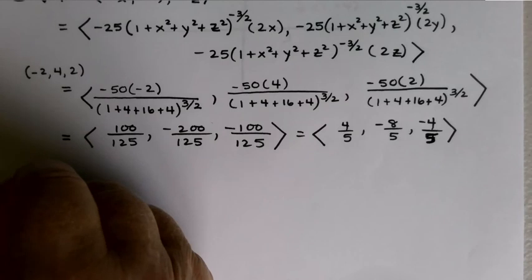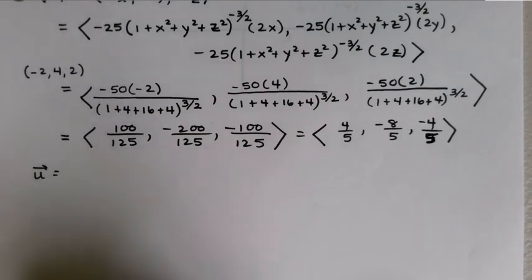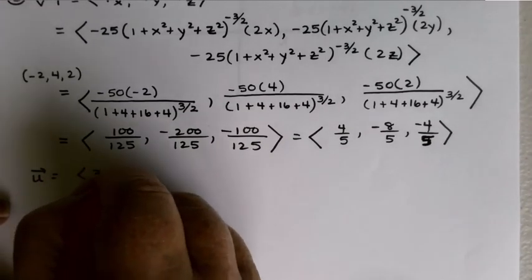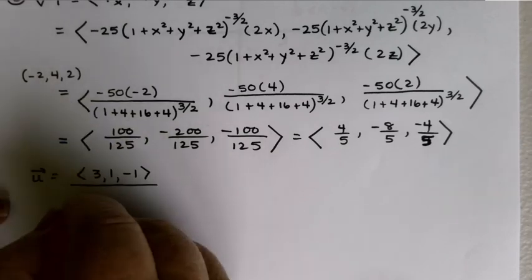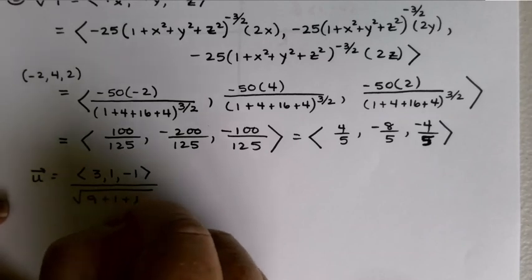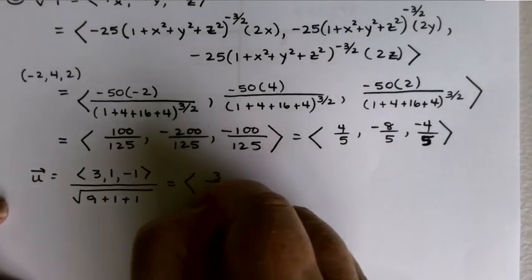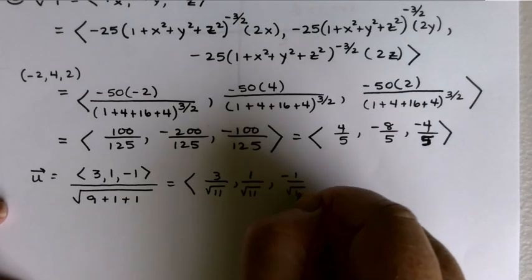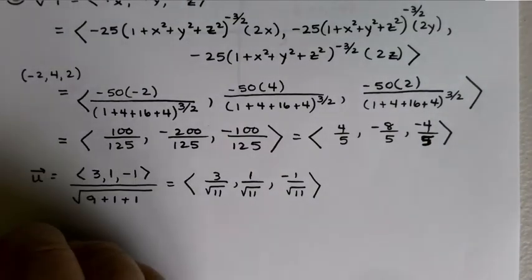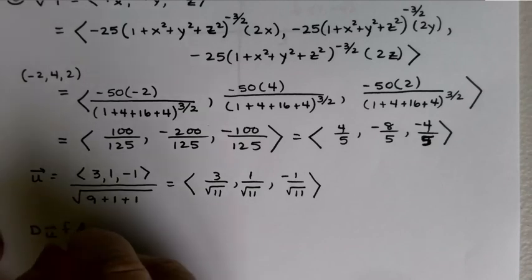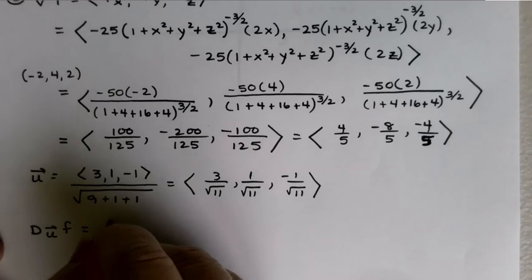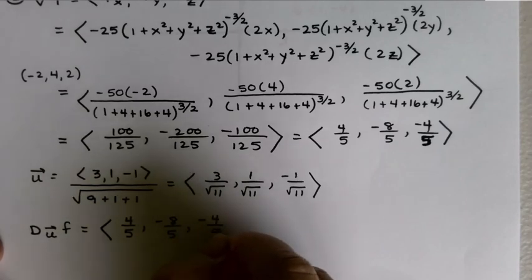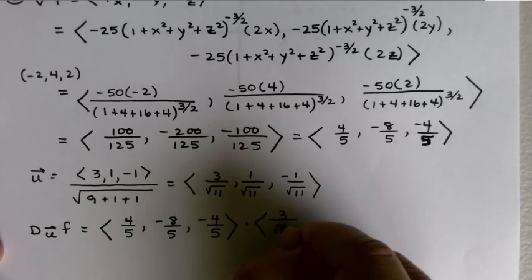All right, unit vector. In the first part, part B here, we wanted to move in the direction of 3, 1, negative 1. So I'll turn that into a unit vector. Looks like 3 over the square root of 11, 1 over the square root of 11, and negative 1 over the square root of 11. And so my directional derivative is that gradient vector that we calculated, dot product with our unit vector.